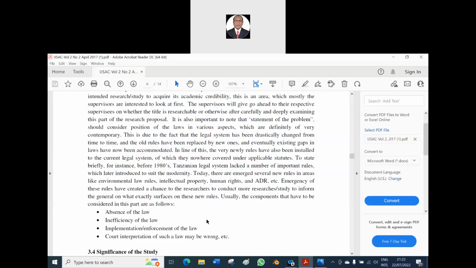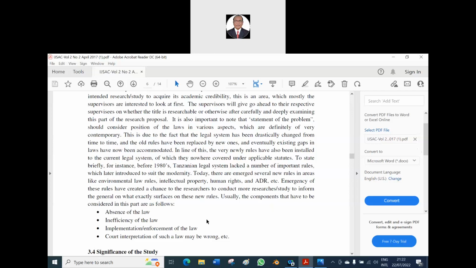The third bullet is implementation and enforcement of law. If the law is there but there is no implementation, what measures should be taken to implement such a law, which will benefit society? And the last point is that the court's interpretation of such a law may be wrong.